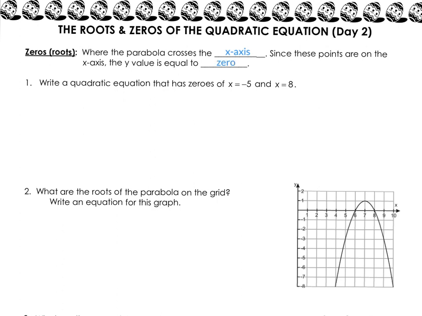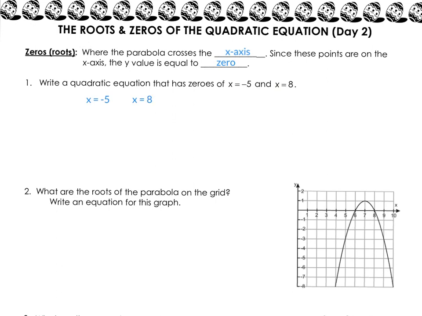The next part says we want to write a quadratic equation that has these zeros, -5 and 8. Well, remember we talked about this before, and this is kind of like working backwards. If we know that the x value is -5, that's the root. That's where it crosses the x-axis. And it crosses again at 8. Well, what do those come from? Those come from when it was actually equal to 0.